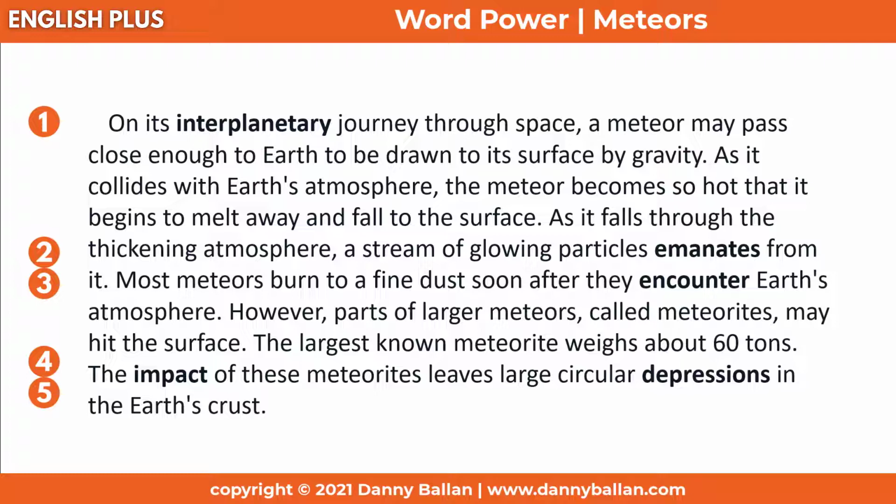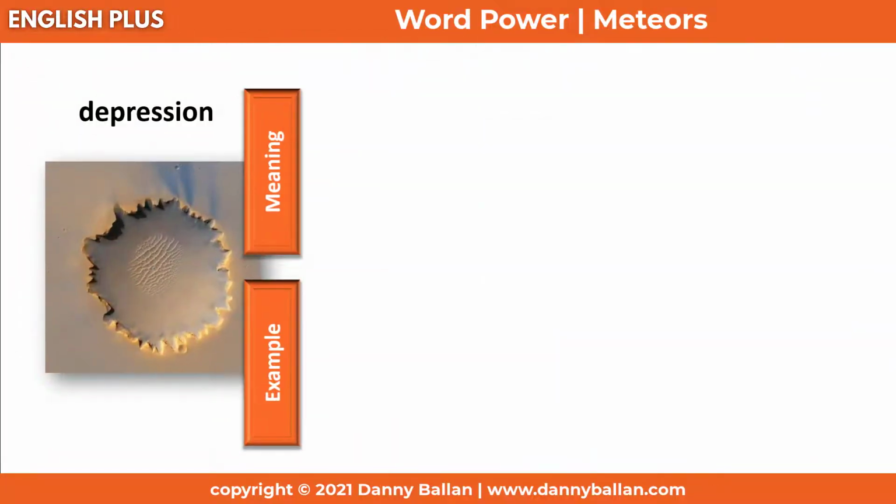And you might know the word depression. That means a mental state in which you are sad, etc. But here, it's obviously something else. We're talking about meteors. We're talking about leaving depressions in the Earth's crust. So we're not talking about the mental state of the Earth's crust, obviously. But what does it mean? But first, how do we spell it? We spell it D-E-P-R-E-S-S-I-O-N, depression.